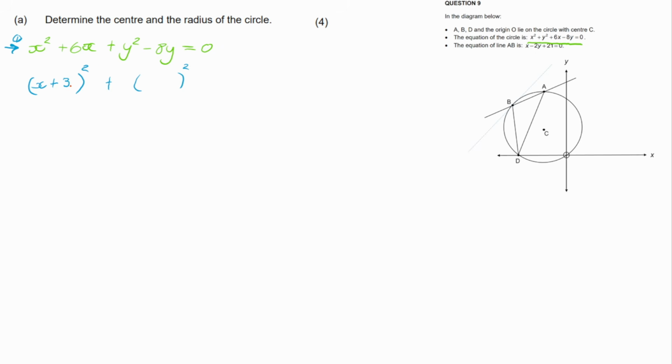But now what did we create? If we say 3 squared, we've created a 9 that wasn't there before. So to take away the 9, what we do is we say minus 9. Okay. So we say minus 9.